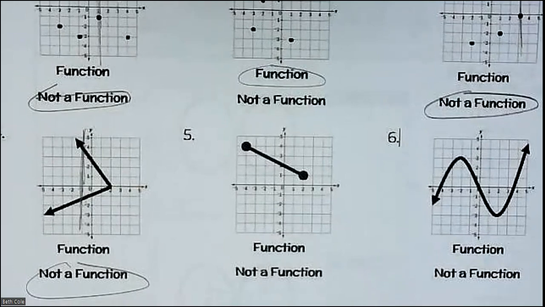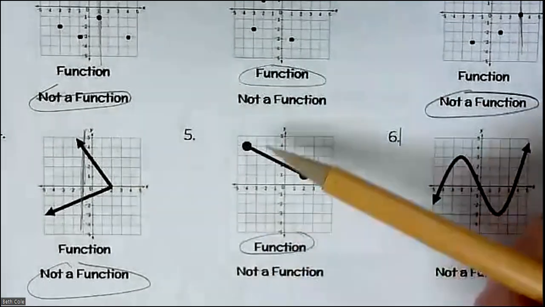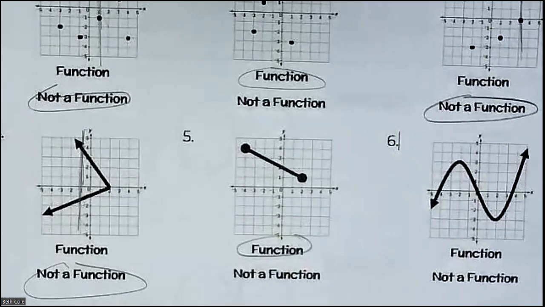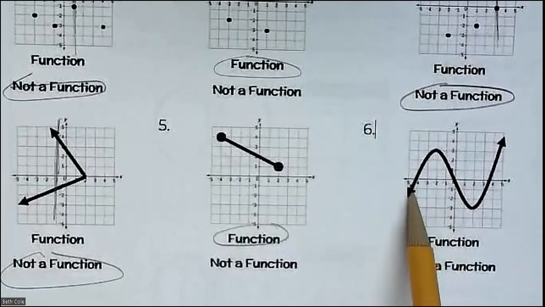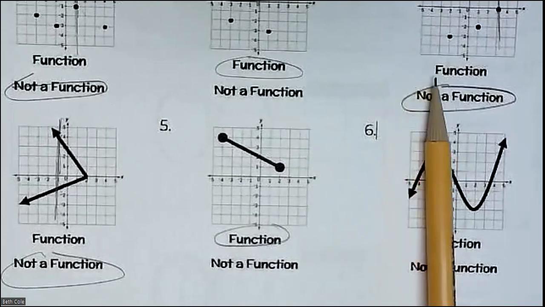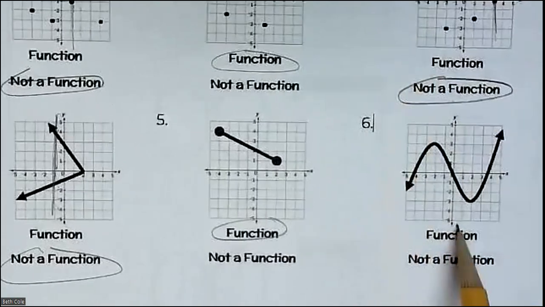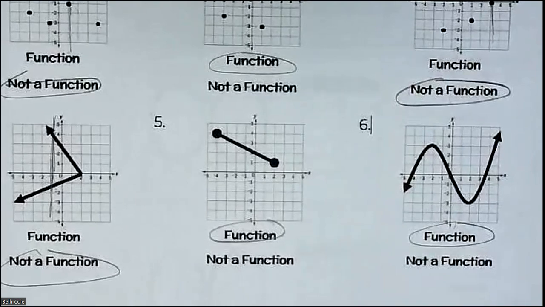How about number five? What do you think? Function. Yes. No matter where you draw a vertical line, it's only going to hit one time. And then how about number six? Yeah. No matter where you draw a vertical line, you can just slide your pencil across. It's only going to hit one time. So it will be a function.